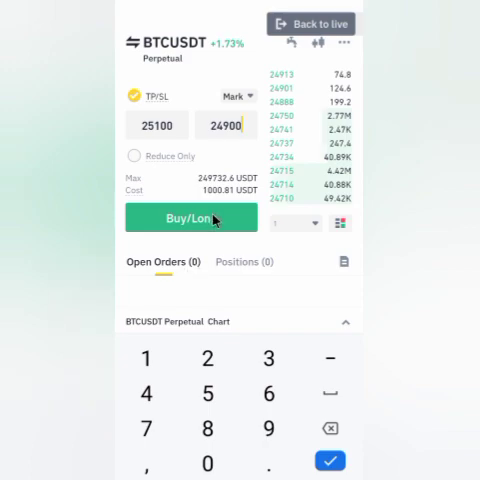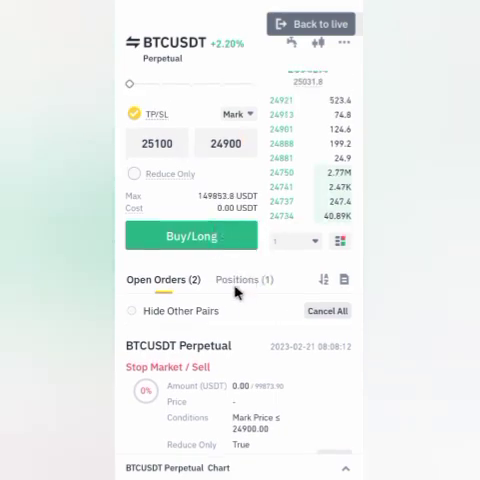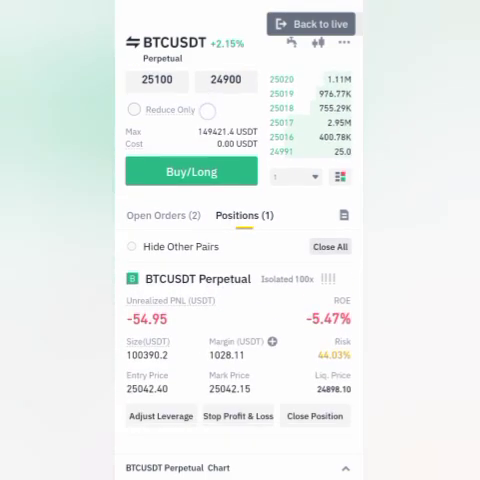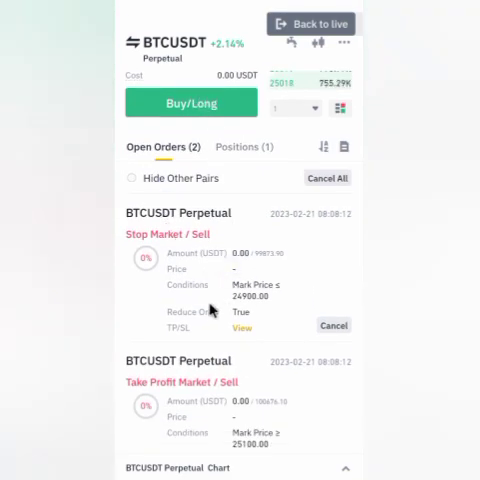So when I take long, then automatically it will come to the position. You can see it says success. You can see the order has been placed and it is at the position. So when it's at the position, let me explain something to you here. The reason why here I have open orders is that I have set the market to take profit and stop loss.